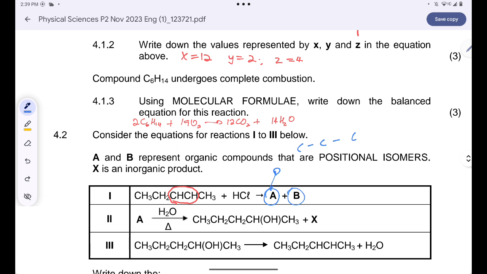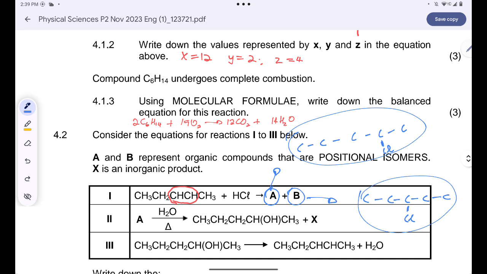How many carbons do we have in the parent chain? 1, 2, 3, 4, 5. Okay, I have 5 carbons in the parent chain. So my major product will have a halogen closer to the terminal end. Are you together? So this will be compound A, and then compound B will just look like this. The halogen will be here. So whenever there's an addition reaction, most of the time you will have 2 products. You'll have a major product and a minor product. This one is the major product, and then compound B is the minor product.